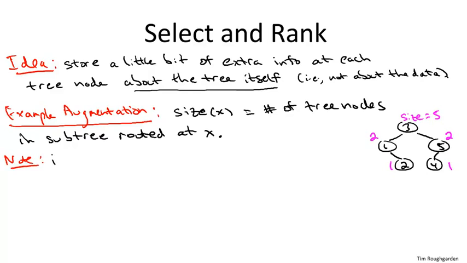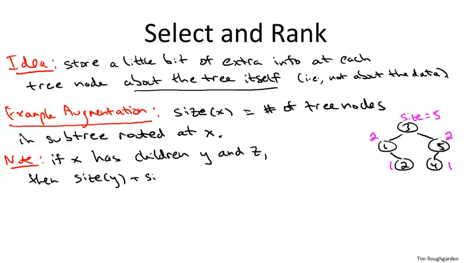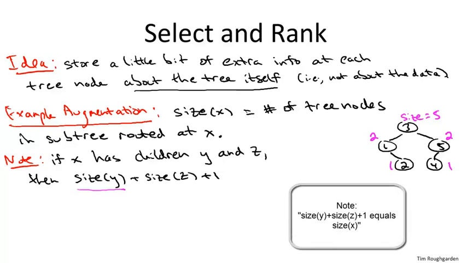There's an easy way to compute the size of a given node once you know the size of its 2 subtrees. If a given node x in a search tree has children y and z, then how many nodes are there in the subtree rooted at x? Well, there are those in the subtree rooted at y, the left subtree. There are those that are reachable from z. And then there's x itself.